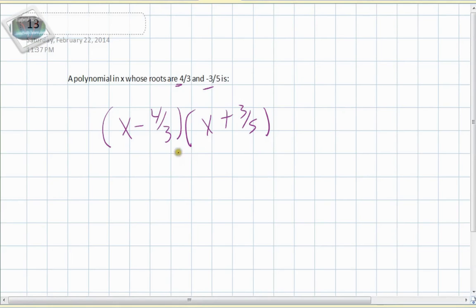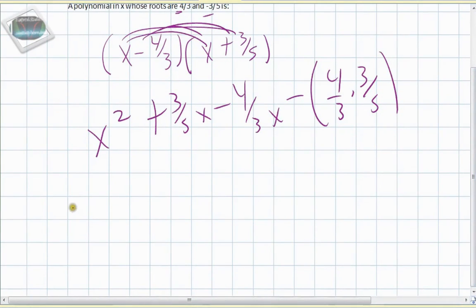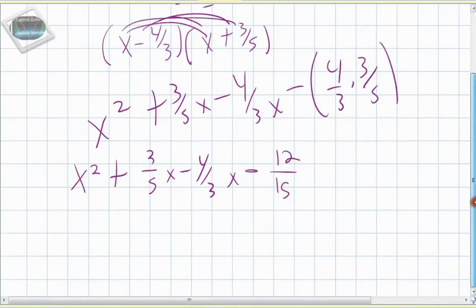And then we're going to simply multiply this to get a polynomial. So here we have x squared plus 3/5 x minus 4/3 x minus 4/3 times 3/5, and we're just going to continue simplifying. So we're going to have x squared plus 3/5 x minus 4/3 x and minus, and we multiply this and get 12 over 15. Okay, so let's keep going.